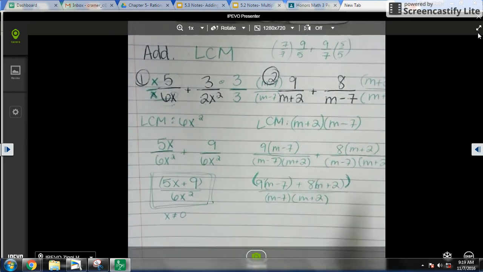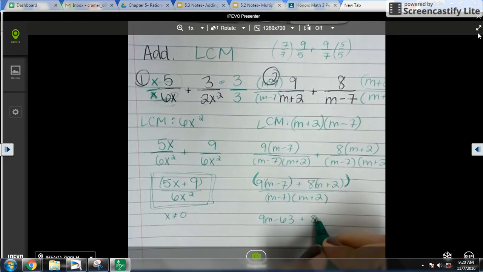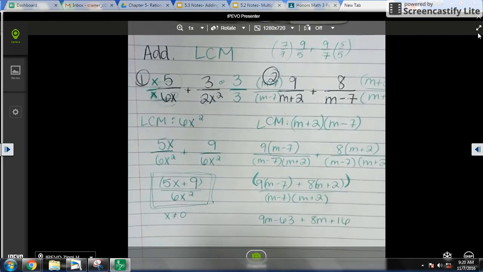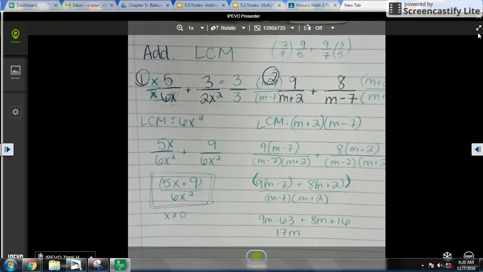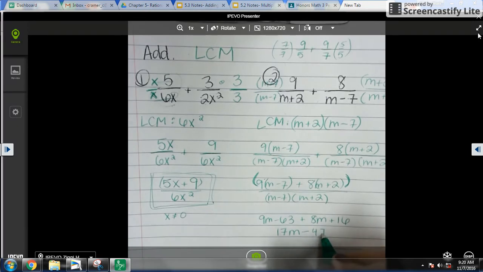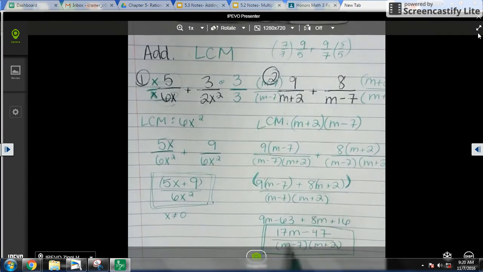So we would go ahead and distribute these out to put it in standard form. And we get 9m minus 63 plus 8m plus 16. And then if we combine like terms, we get 9m plus 8m is 17m. Negative 63 plus 16 gives us negative 47 over our denominator m minus 7, m plus 2. So that would be our final expression.